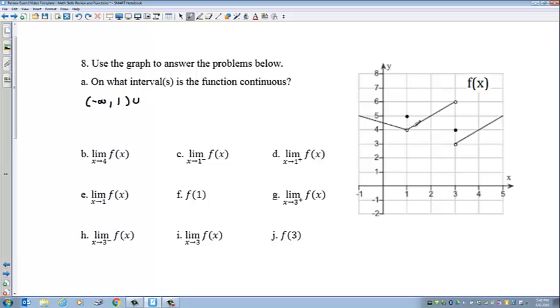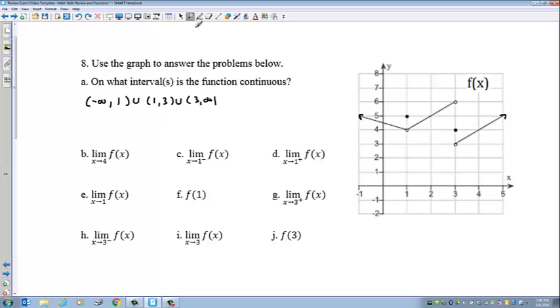Union, and you can trace it up to here, up to input 3. So union 1 to 3. And then union, afterwards you're continuous, so 3 to infinity. So I am assuming that this function is going off in this direction, in this direction. So they're not arrows, but I'm assuming that's what's happening.